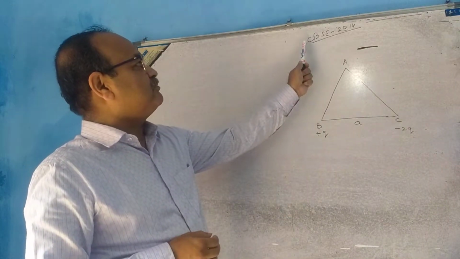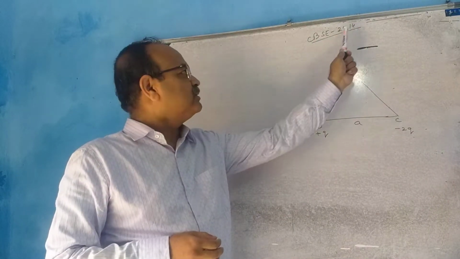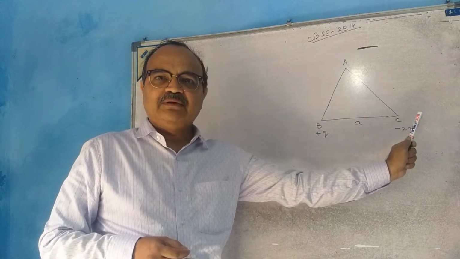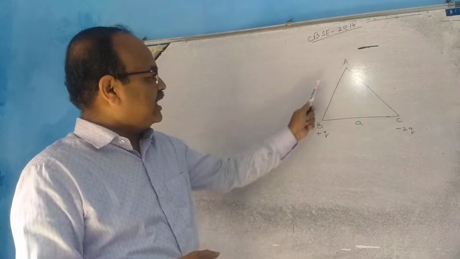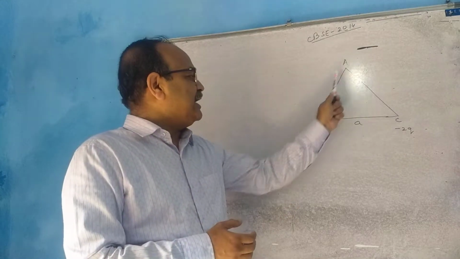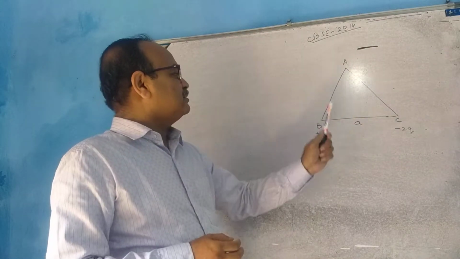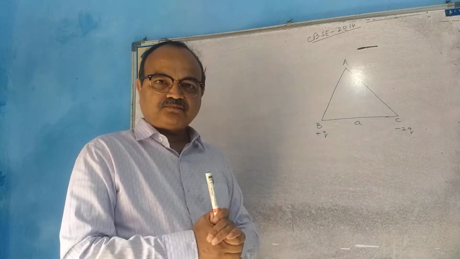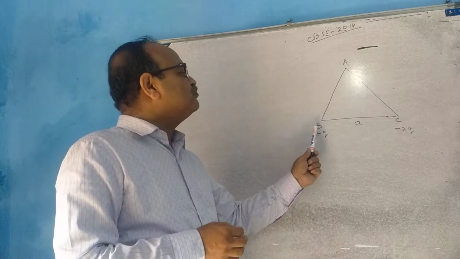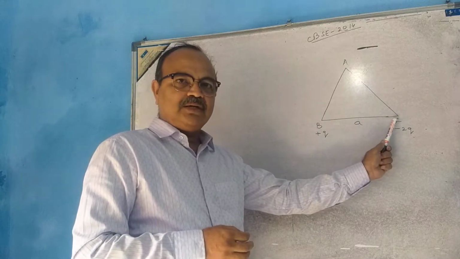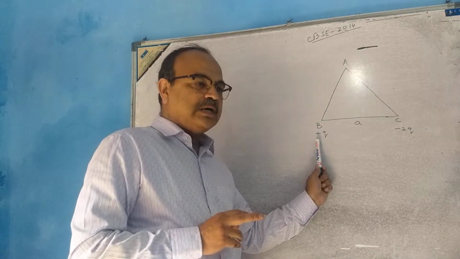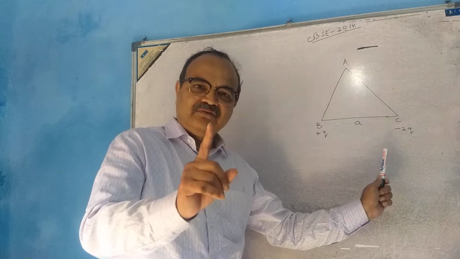It is a question of CBSE 2014. Okay, it's regarding an equilateral triangle. See, an equilateral triangle. ABC is an equilateral triangle of side length A, and at the two vertices B and C, the two charges plus Q and minus Q respectively are placed.